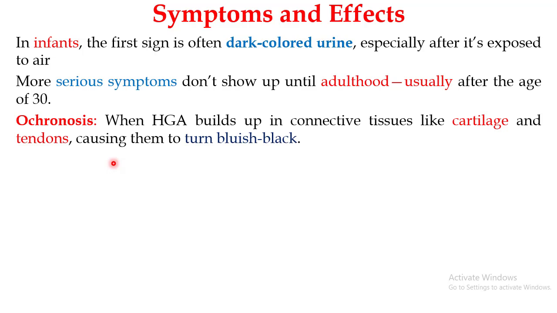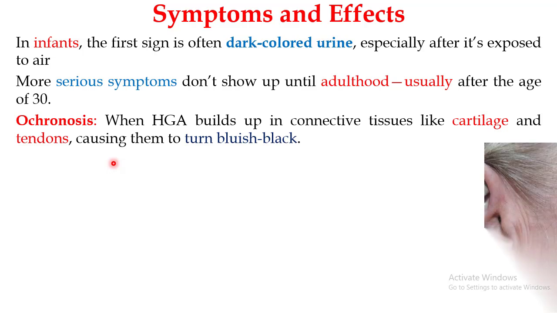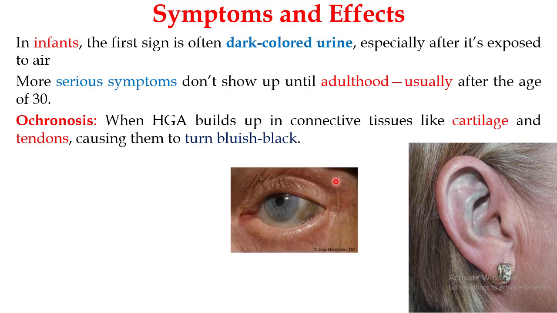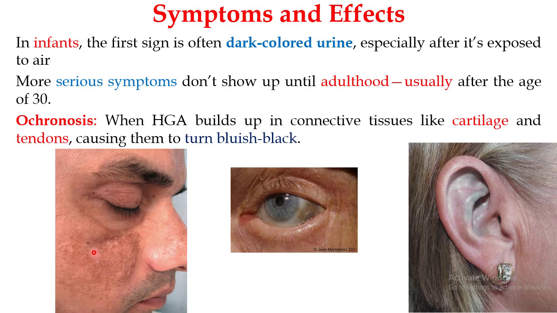Let me show you some of the images. This one is, for example, the ear, and the buildup of the homogentisic acid is going to lead to this bluish black color over here. If you talk about the eye, you can see over here. And if you talk about the skin, that actually turns into a black color. So this is all because of the buildup of the homogentisic acid in the body, and that is going to lead to this particular condition.